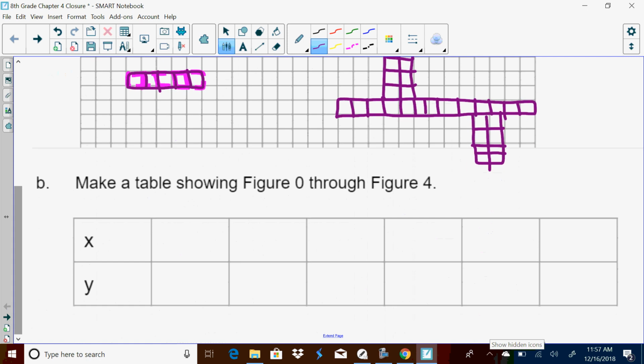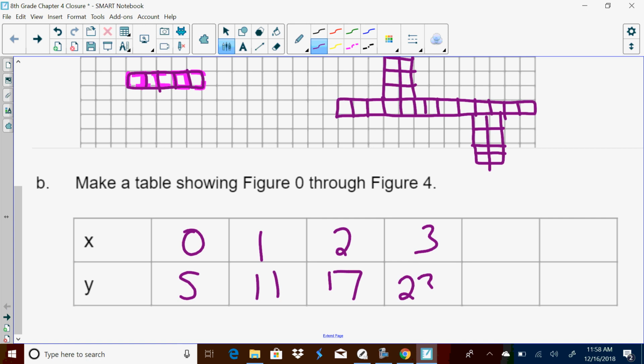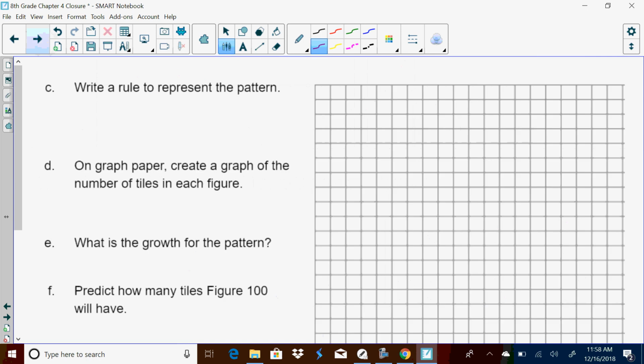Part B said make a table. So 0 had 5 in it, 1, 11, because I'm going up by 6 each time. 2 was 17, 3 was 23, 4 was 29, and 5 was 35. So then part C said write a rule. So it's going up by 6 each time. So it's y equals 6x plus 5, and it started at 5.